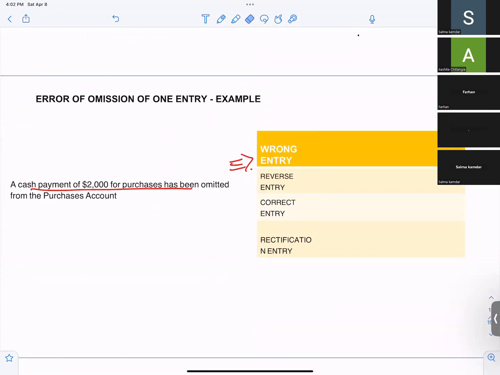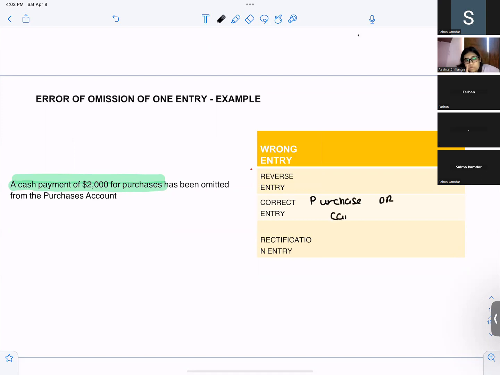Error of omission, one entry. A cash payment of 2,000 for purchase has been omitted from the purchase account. The correct one will always be in the front. Can you tell me the correct entry for cash payment for purchases? The cash is going out, right? So purchase debit, cash credit.